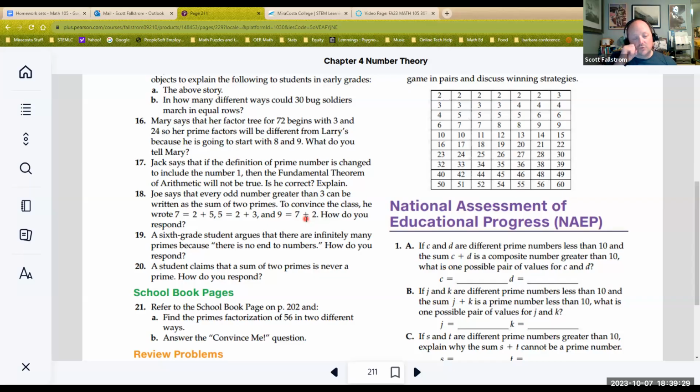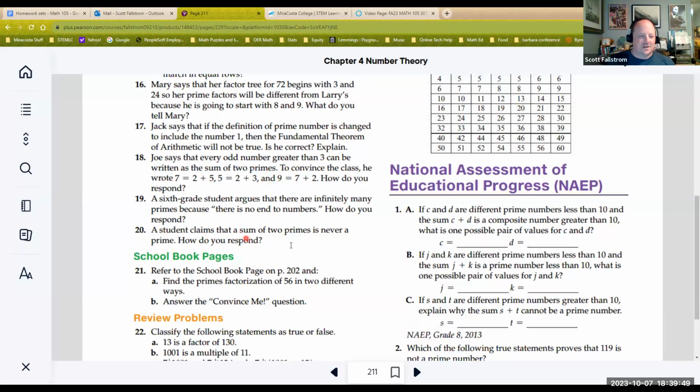Okay. How would you respond? So make sure you answer. Is Joe on the right track? Is it correct? Can he just use examples to prove something, to convince people of something? Is this a good approach? What might you do different? And if he's incorrect, make sure that you have a way of showing him that he is incorrect.